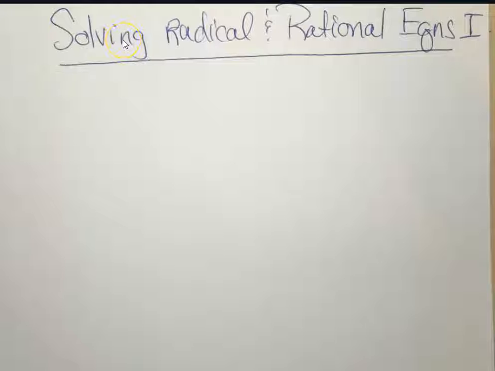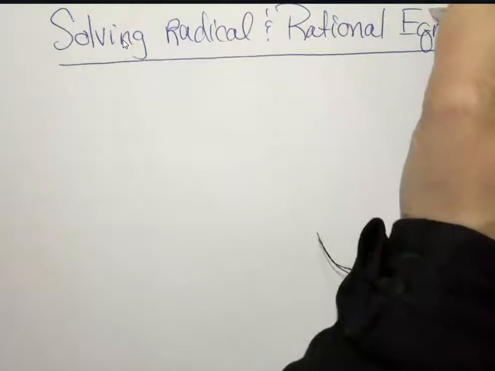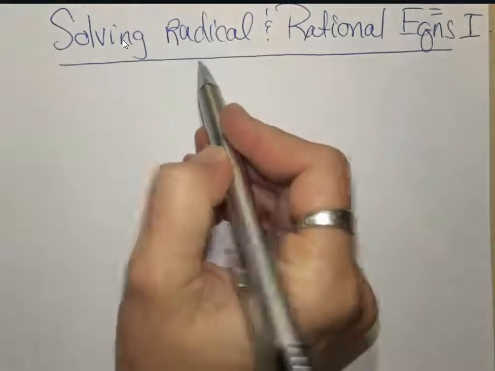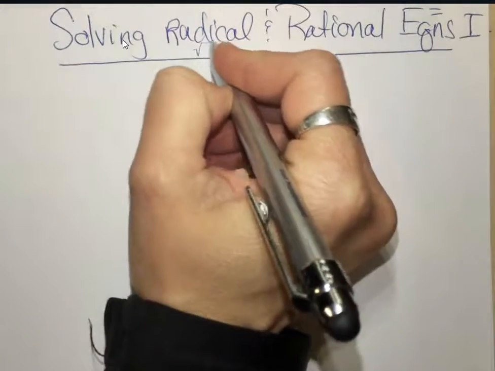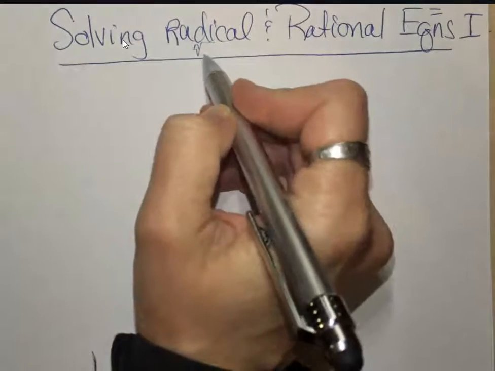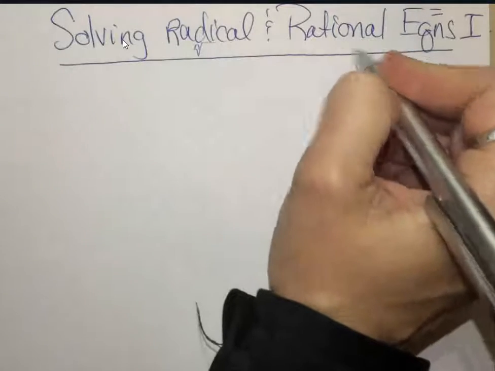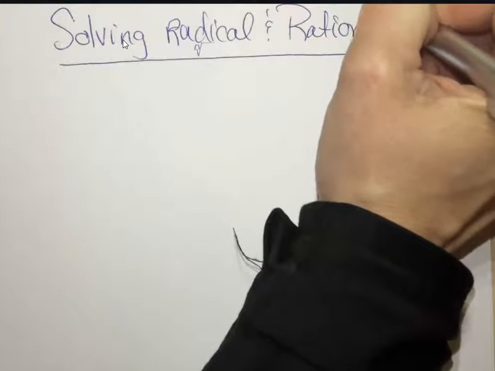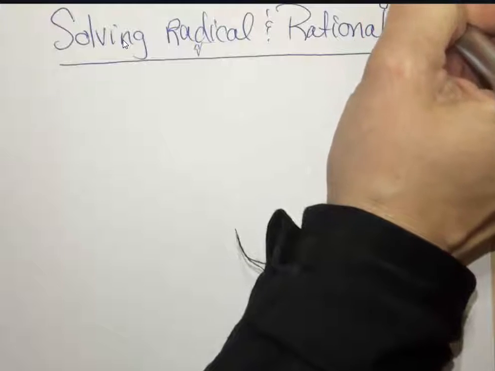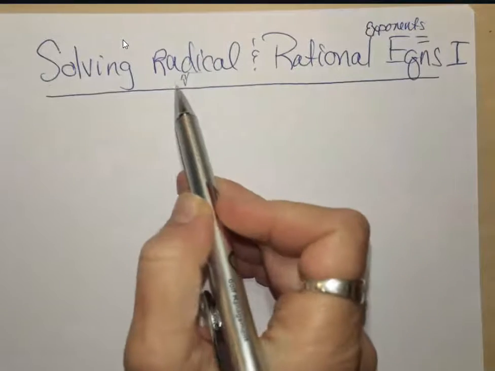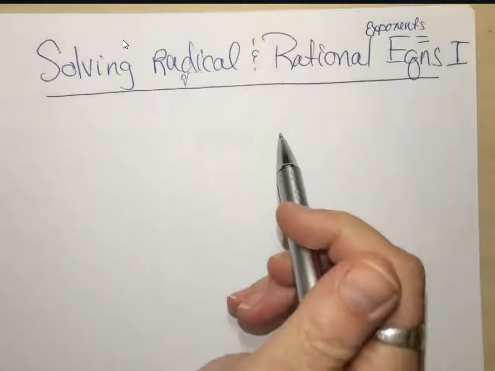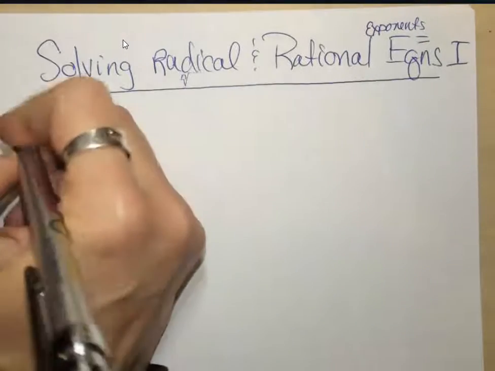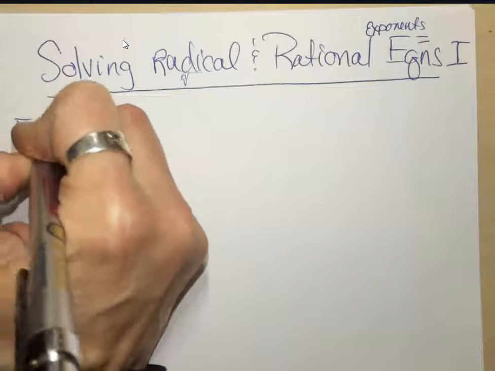This is the first lesson on solving radical and rational equations. Equations means that we have an equal sign. Radicals means we have some sort of root or radical. And rational exponents, actually we need to put exponents in there, just means it could be written as a radical or it could be written with rational exponents. So we're going to look at the first type.